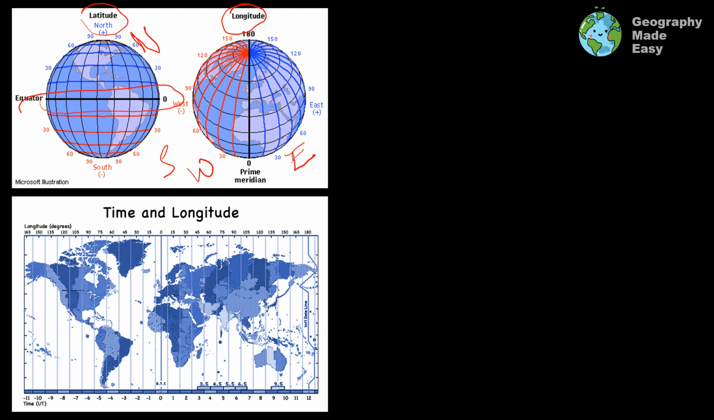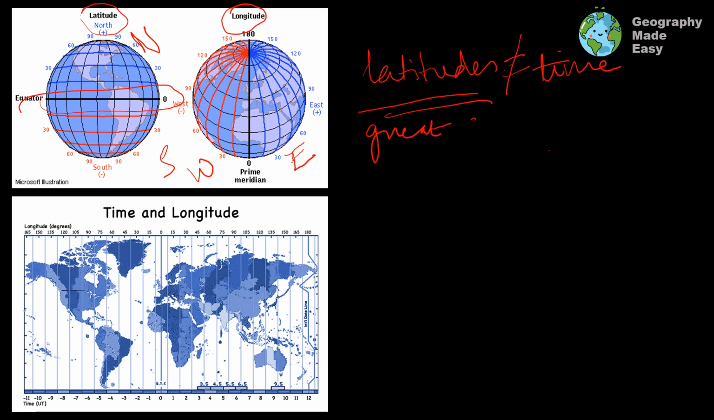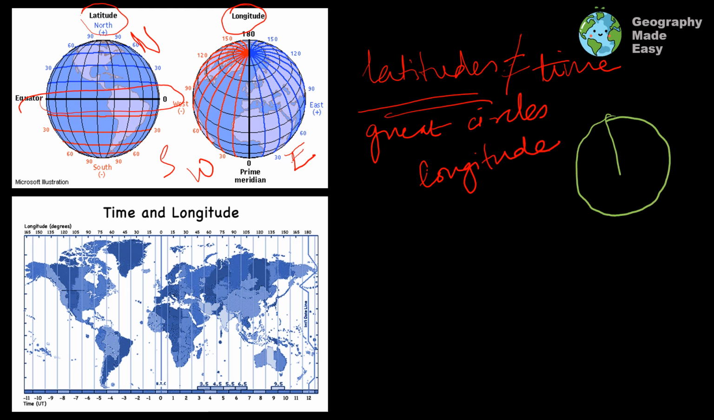Latitudes do not have any role with respect to time. So no time calculation is done with the help of latitudes. But longitudes play a very important role. Longitudes are also known as great circles, which means that they divide the earth into two equal halves. So any longitude will be able to divide the earth into two separate halves.